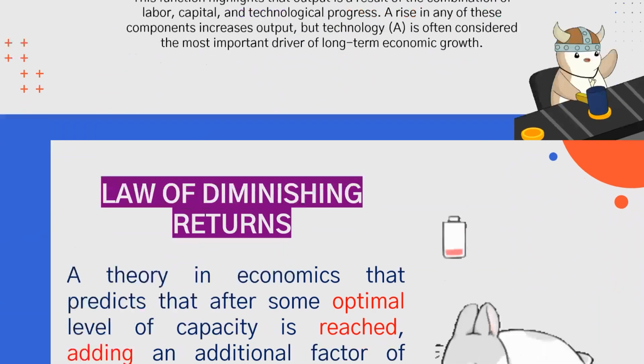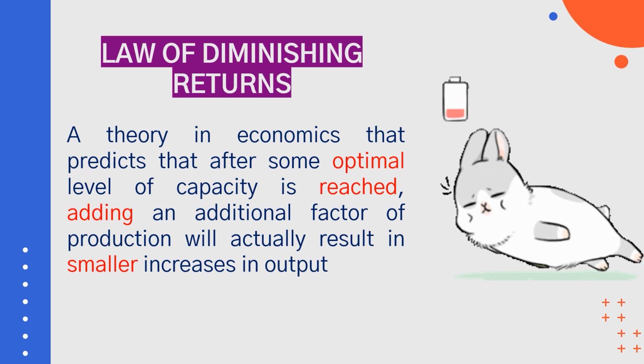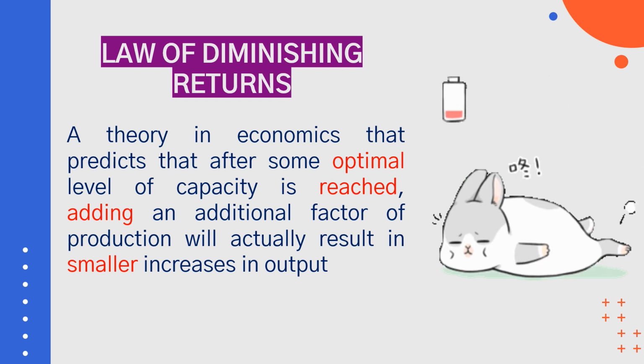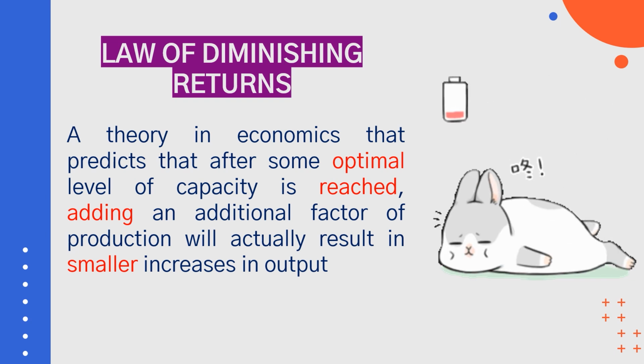Now, let's dive into an important concept in economics, the law of diminishing returns. This law explains why, after a certain point, increasing one input while keeping others constant leads to smaller and smaller increases in output. Imagine a farmer works on a fixed piece of land. At first, if the farmer adds more workers, the total output of crops increases significantly. More hands mean more crops harvested.